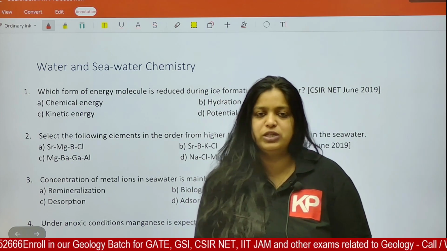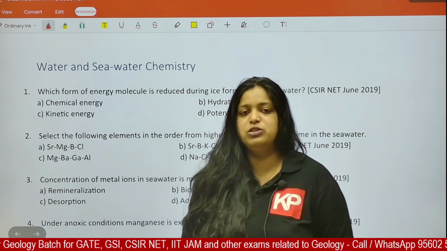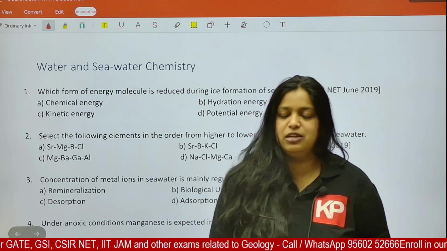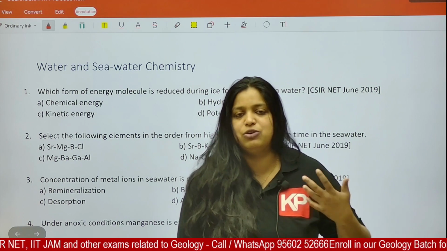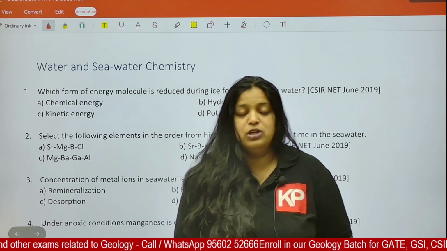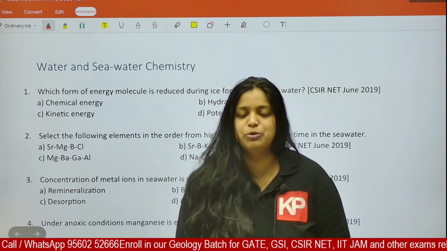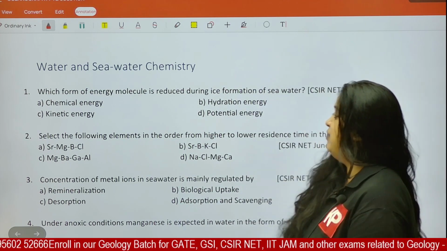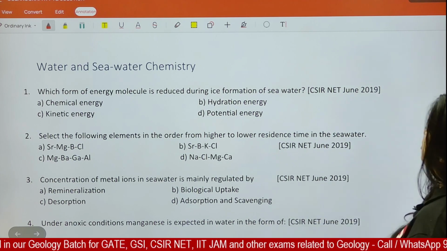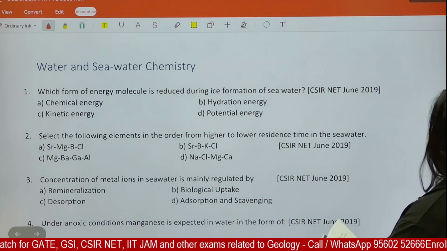So not only about seawater, you have to learn about rainwater or the terrestrial water bodies. If it is a lake or a pond, what will be the composition of them, what are the major ions present in them. Anyway, let's start. Which form of the energy molecule is reduced?